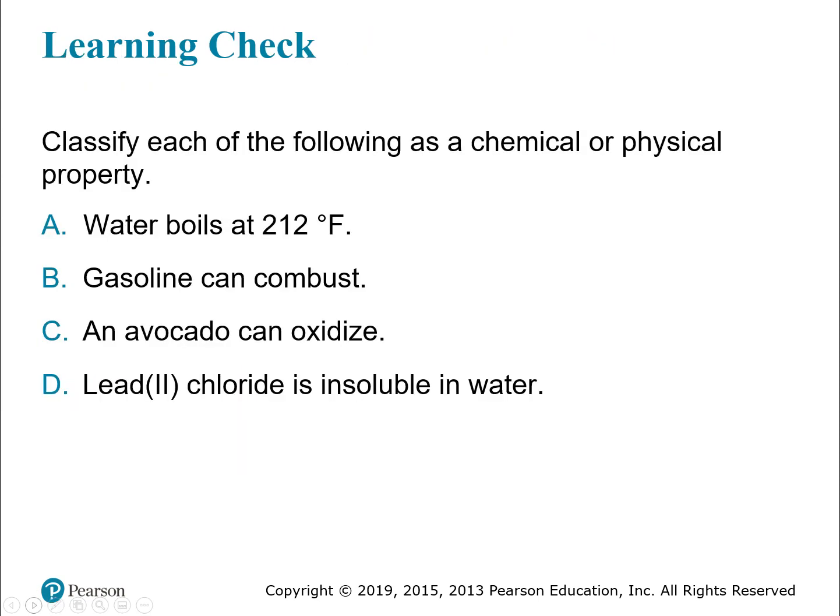So what we're going to do now is go through these and classify them as a chemical or physical property. And in practicing, it'll help reinforce the definition in your brain. Water boils at 212 degrees Fahrenheit. You can put a C for chemical or P for physical. Which one do you think it is, chemical or physical property?